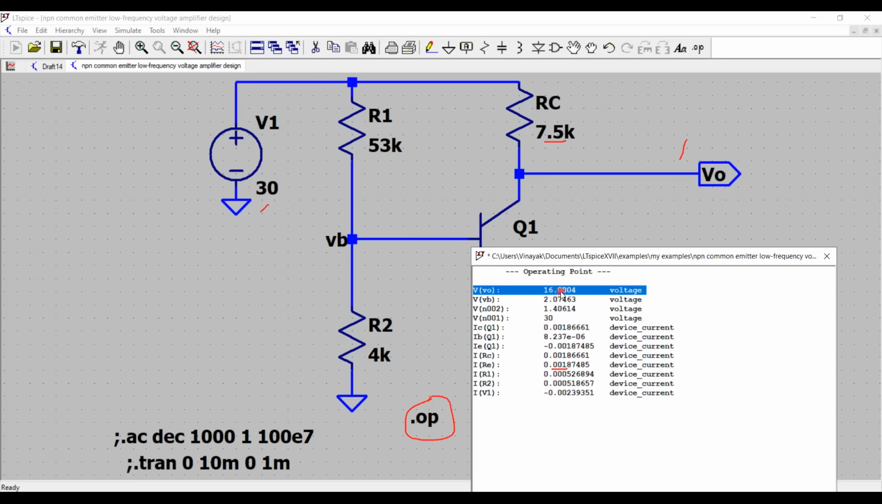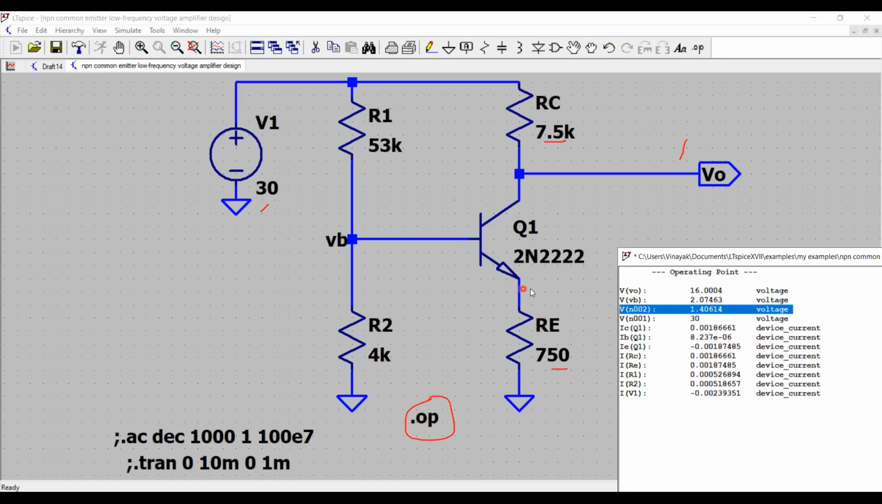So here, output voltage is 16 volt, as we predicted. Theoretically, we calculated it as half the supply voltage, that is 15 volt, and the simulation gives 16, so pretty close. Then the voltage at the base, which is here, is 2 volt. The voltage at node 0002, this node, that is the voltage at the emitter terminal, is like 1.4 volt. So it is VB minus VBE, which would be 1.4 volt. This is the node voltage at 001, which is the supply rail.